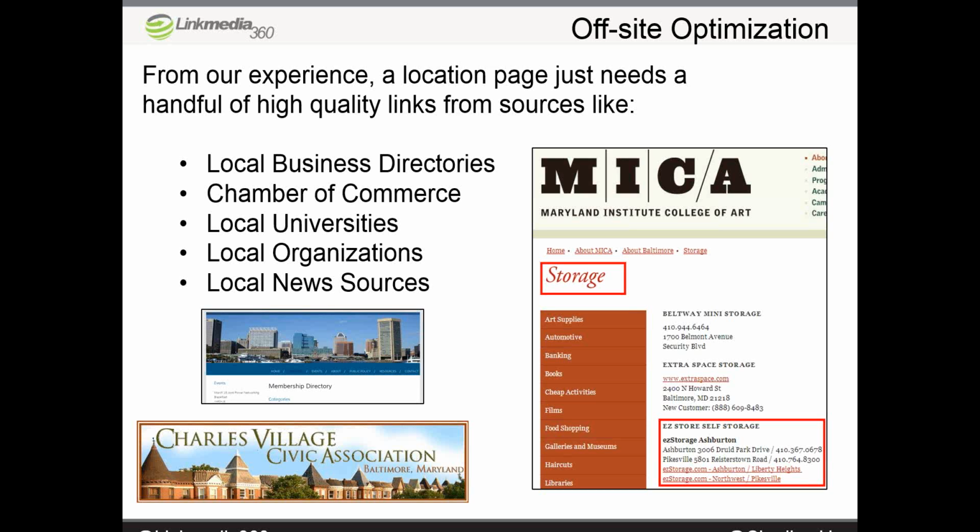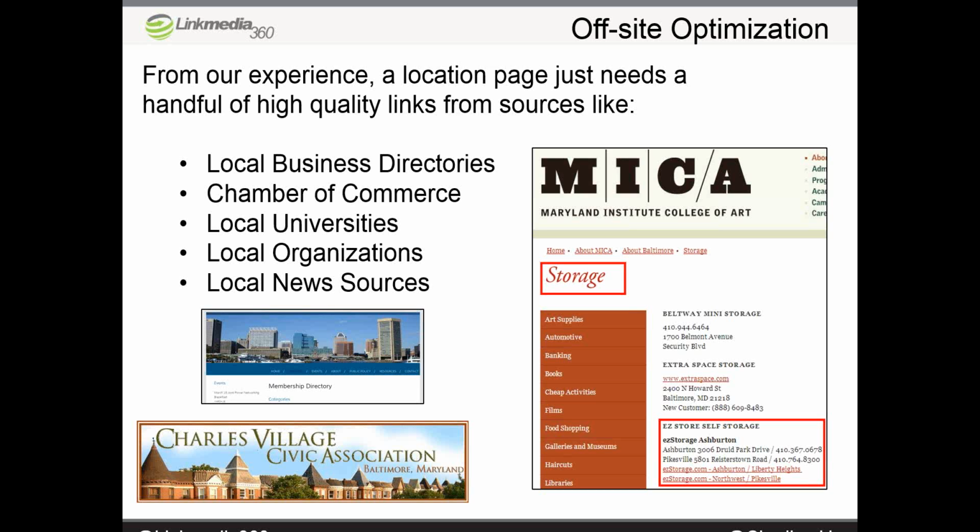Links are still the ultimate and best way to measure the authority of a website. So in our opinion, as social starts to tie into some of these ranking algorithms, links still are extremely important. And as it relates to local SEO, you don't need to have thousands of links pointing back to your website.